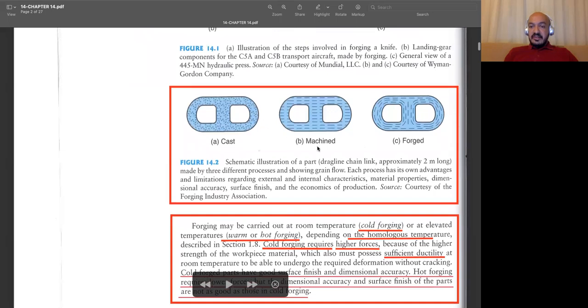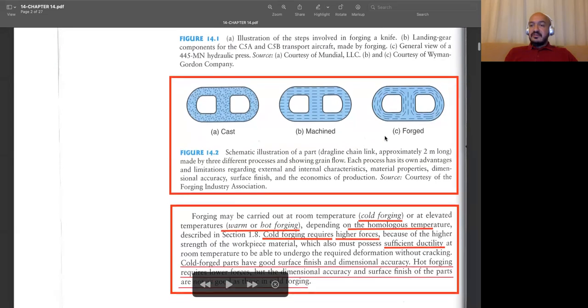This is the thing I mentioned, the orientation of the grains. If you cast a product, that will be the type of grains, and we will have dendritic type structures. If you do machining, you see the order of the grains is not modified. We only remove material. But if you do forging, due to the compressive forces, you have grains around the boundaries. And this is highly effective in increasing the strength and the toughness of the workpieces. So we always want to have such grains in all the products.